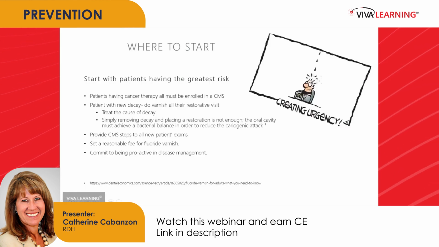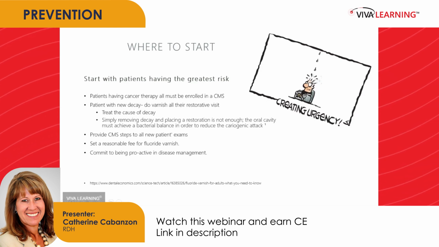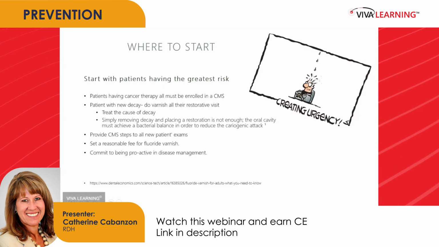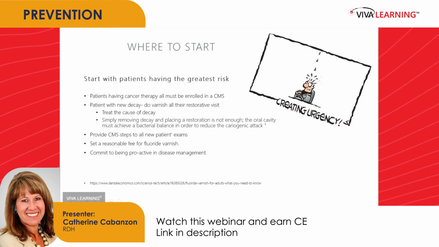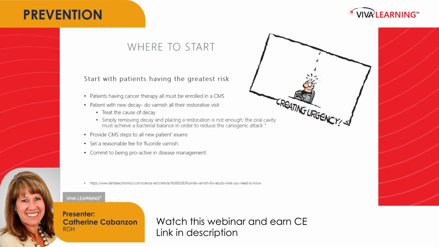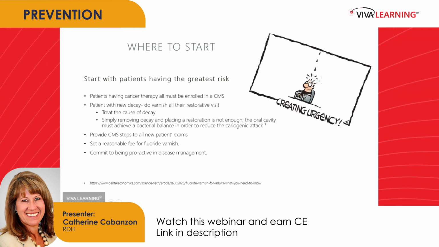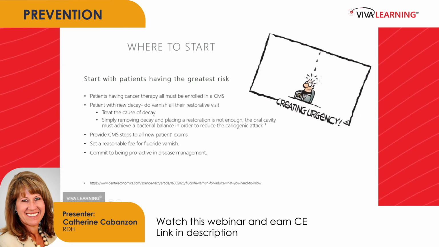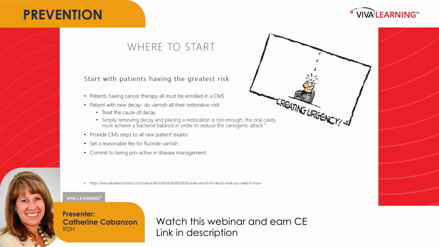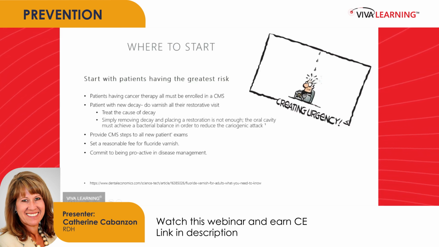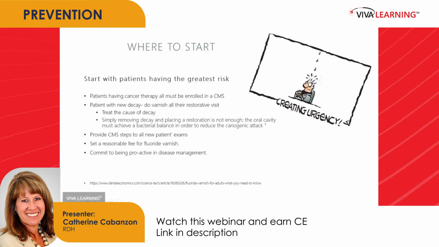Making a change is always difficult and challenging. So let's just look at our highest risk patients. Let's look at our patients that have cancer therapy. All and every single one of them should be enrolled in a caries management system or protocol, whatever you want to call it. Patients who have new decay. So let's just look at those 2 first and incorporate it into those 2 highest risk patients in the very earliest stage. You will get more comfortable with it, and then eventually open it up to some of the other models that I had shared where the gaps are.